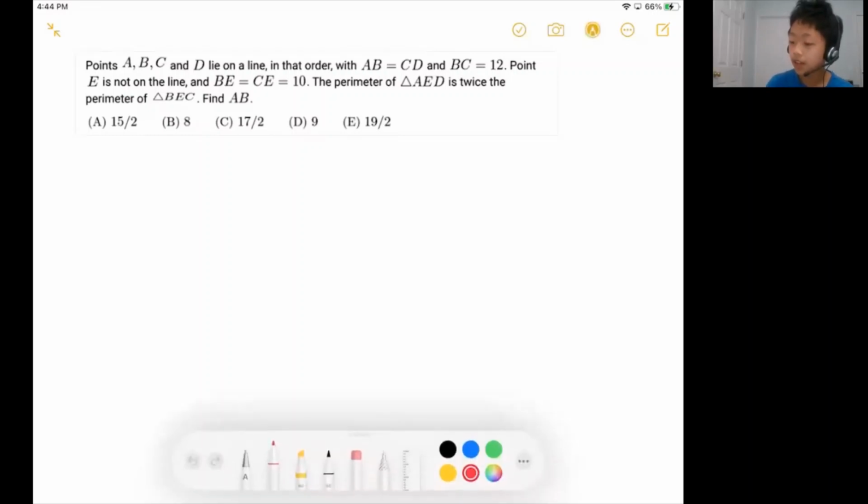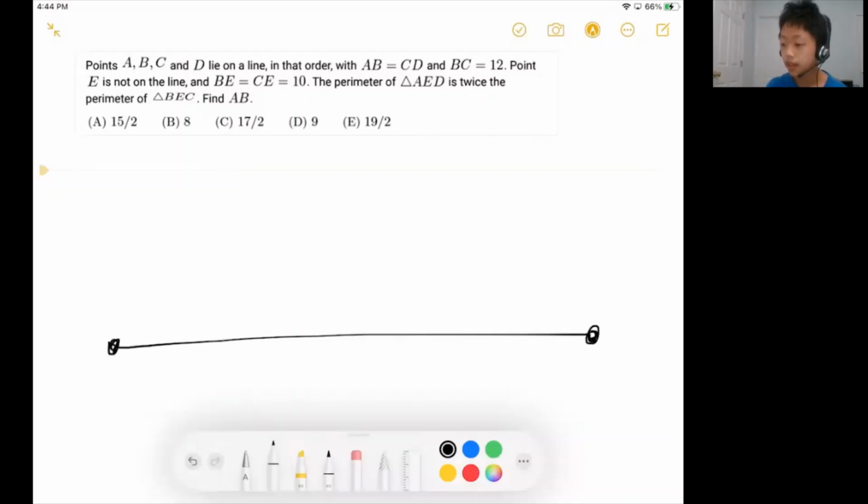So let's talk about how you would do this problem. This is a geometry problem, so you would want to draw a diagram. We're given in the first sentence that A, B, C, and D lie on a line in that order. So let's say you have A, B, C, D.